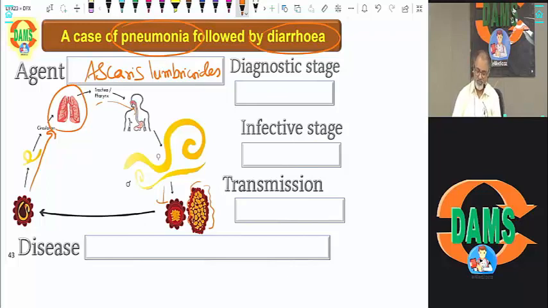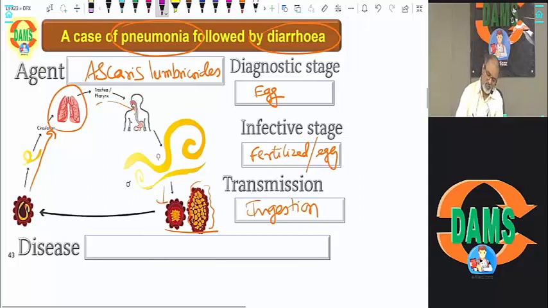What is the diagnostic stage? You can see the egg, both fertilized and unfertilized. Infective stage is the fertilized egg. What is the mode of transmission? Ingestion, eating. Not fecal-oral, because man excretes unfertilized egg, which becomes fertilized after some time. So the fecal-oral route is not correct. Ingestion.